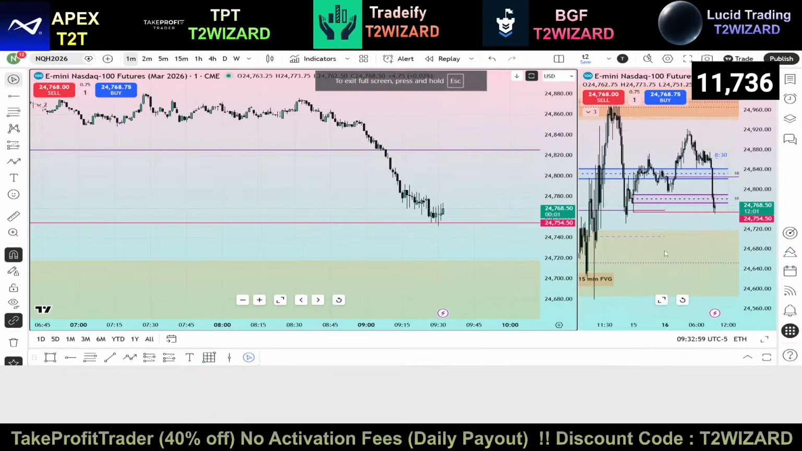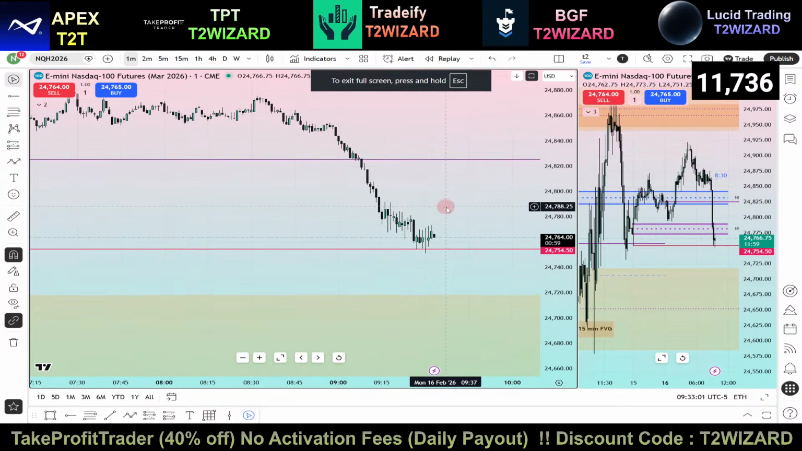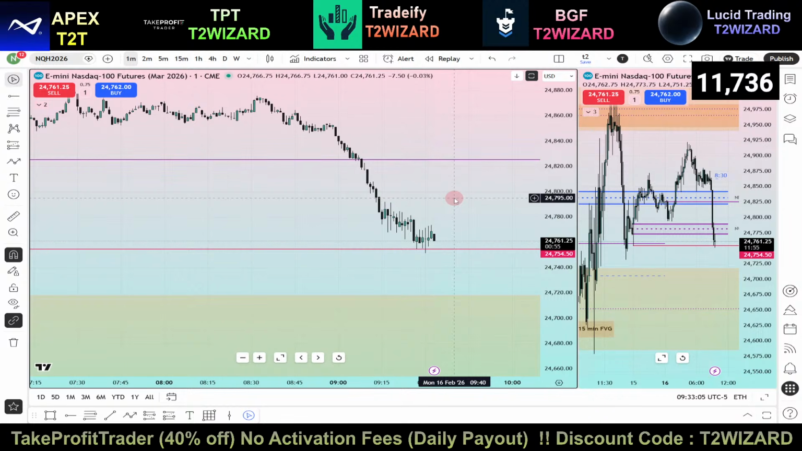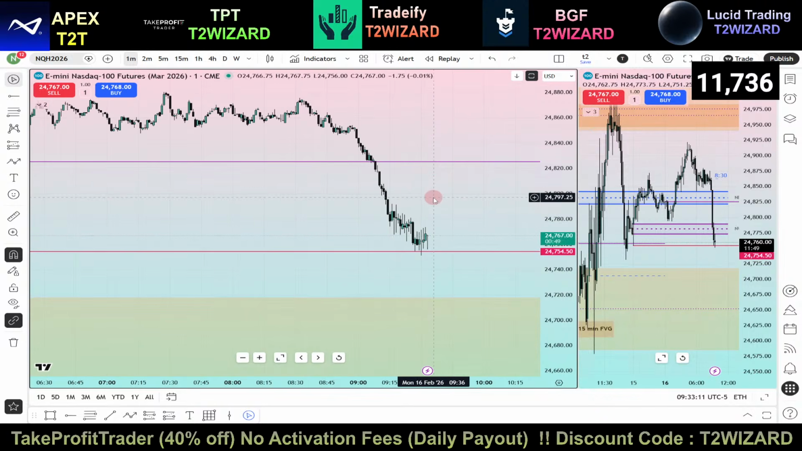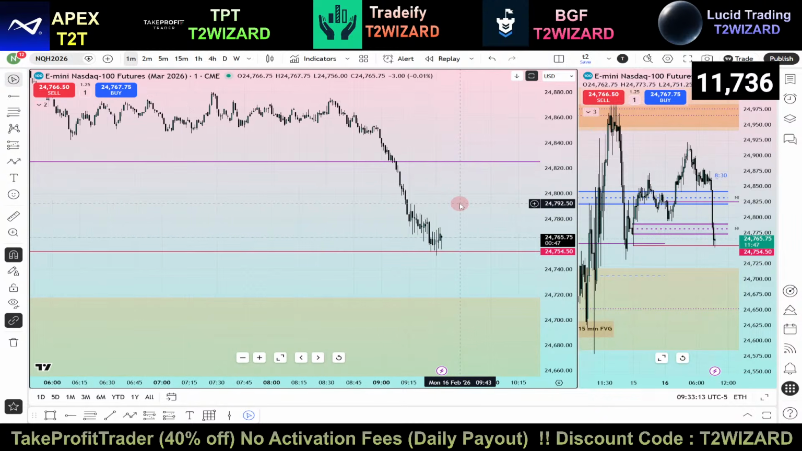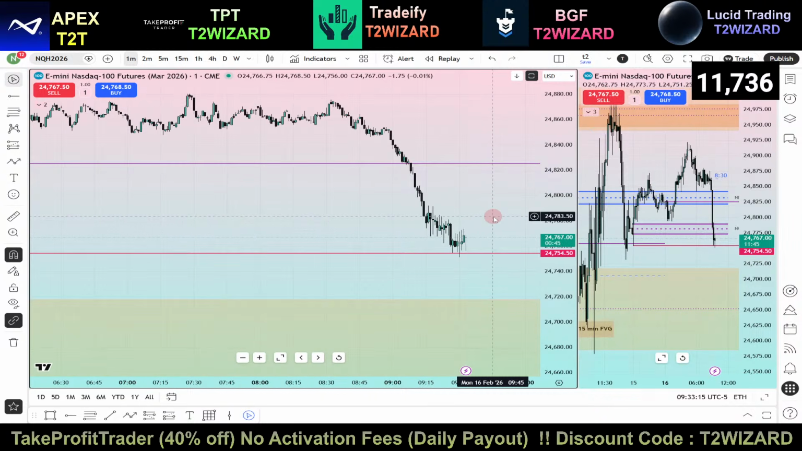Let's hope for the best. Let's see if we can find something. Please don't include your funded account over here. It's not the time to trade your funded account. Either go to your challenge account or go to your paper trade, but don't include your funded account. It's a request to all of you. Please don't trade through your funded account.